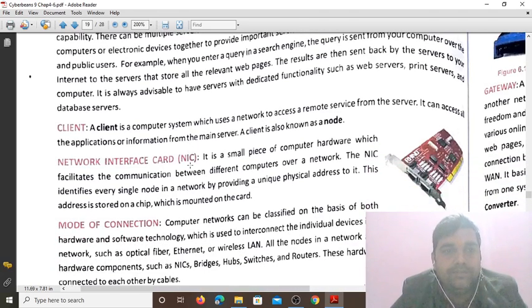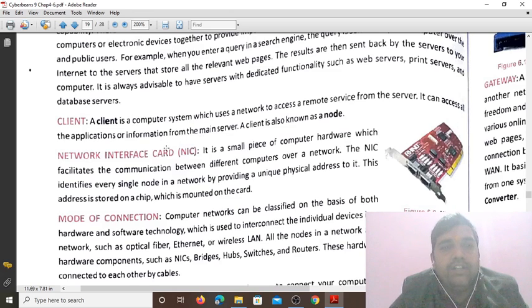Next is the client. A client is a computer system, means a client may be a mobile, which uses the network. Client uses the network services to access the remote service from the server, and this client is also called a node. This client is also a computer. It can be a mobile, it can be a laptop, it can be a notepad.